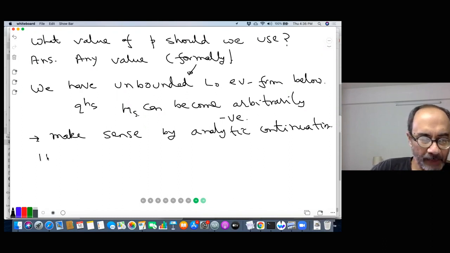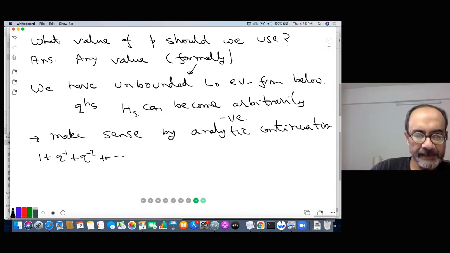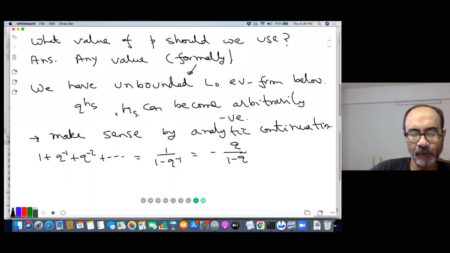If you have some sum like this, for example, this sum makes no sense when q is small. But nevertheless, we can formally sum it and write it as 1 over 1 minus q inverse, which is minus q over 1 minus q, and make sense of this sum. So it's only by thinking of this sum over S formally that you can make sense of what this answer is. But once you adopt that convention, we can show that the answer is the same.